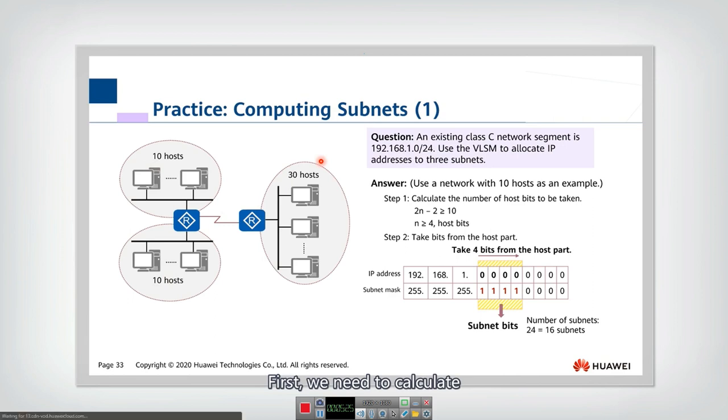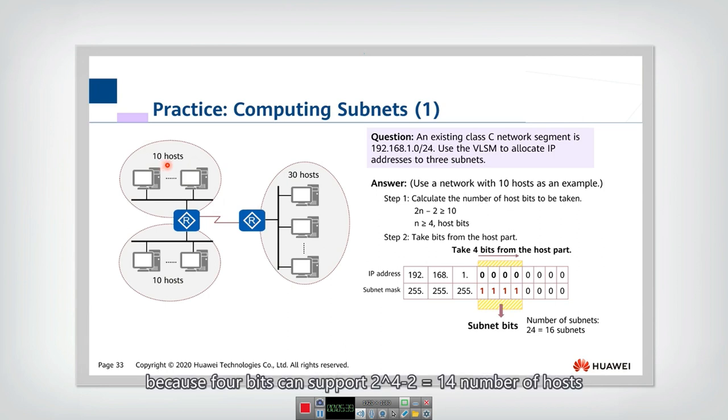First we need to calculate how many bits are used for each subnet, how many bits for the host part. Here we have 10 hosts. So actually 4 bits is enough, because 4 bits can support 2 to the 4, 16, minus 2, so 14 hosts. So in that case, you take 4 bits for the network part, and only 4 bits are left for the host part. Then this network can be used for subnet 1.